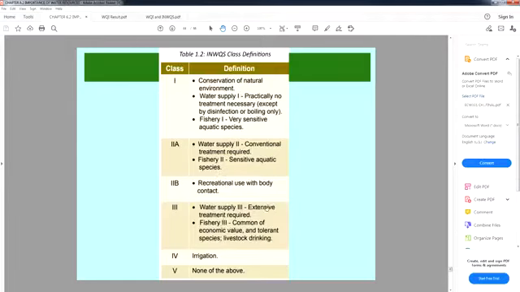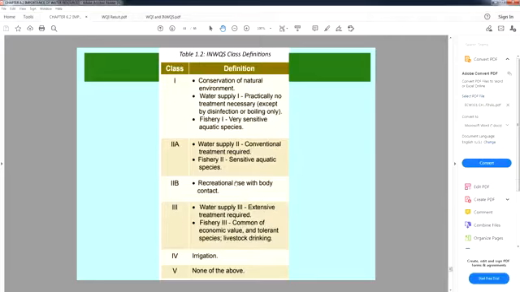Okay. So class 3 requires extensive treatment. So extensive treatment means it needs advanced treatment. Okay. And it is good for common economic value and tolerant species, livestock, drinking and so on. Okay. So that is for class 3. Class 4 is only for irrigation, not suitable for the activities in class 3. And class 5 is the worst, where we cannot use this water at all for any of these activities. Instead we have to do a rehabilitation process so that it can achieve other classes rather than 5.